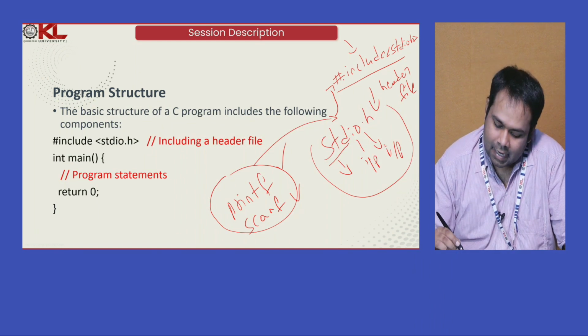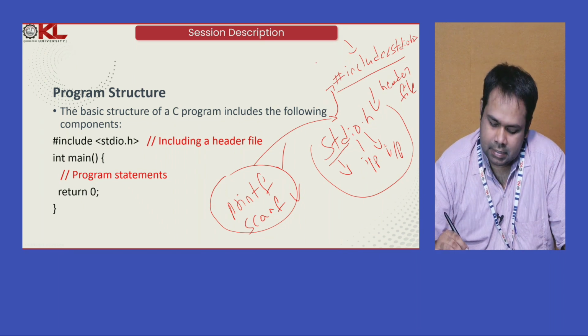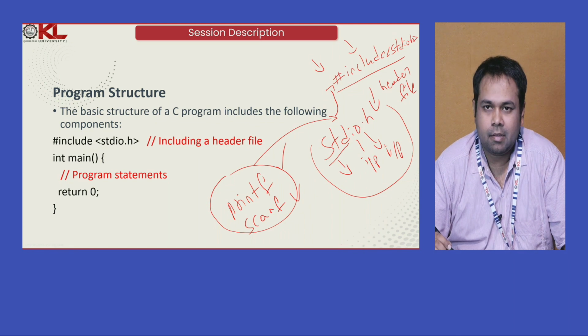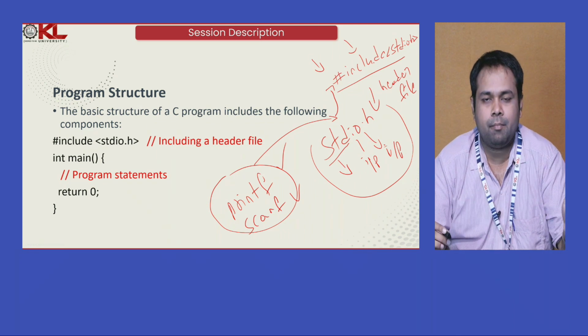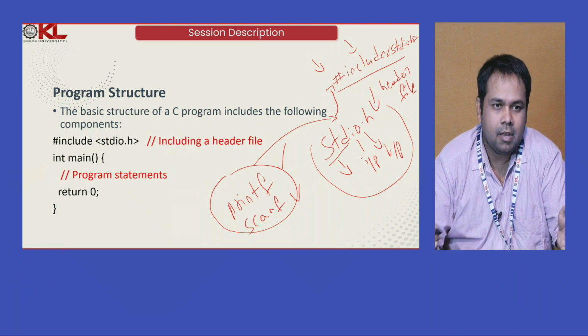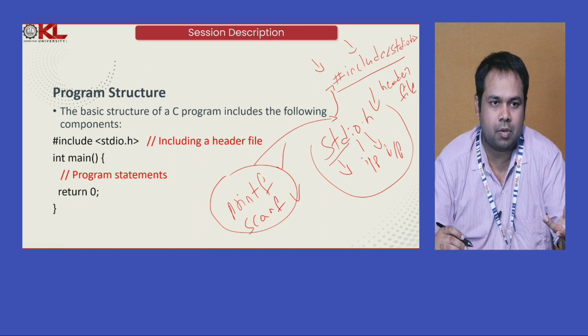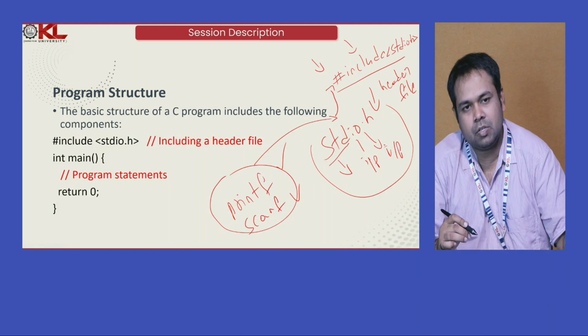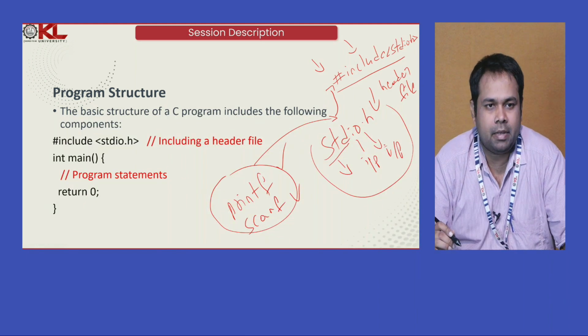So what does this hash include? Hash is a preprocessor directive. It is including, meaning before the start of pre-processing. Just let me explain here. Process is something getting executed, a program getting executed. Pre-processing means before the execution of the program, something is happening here.